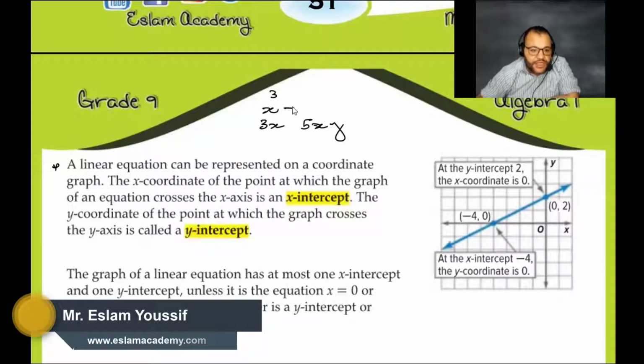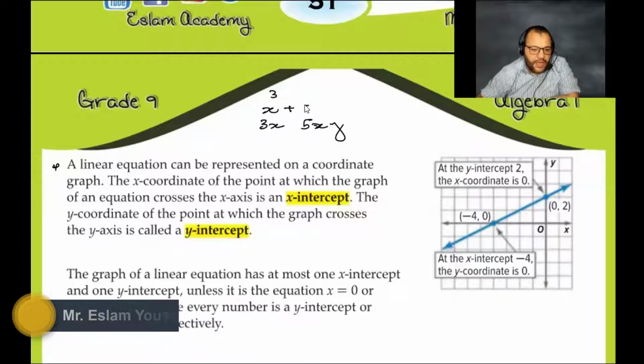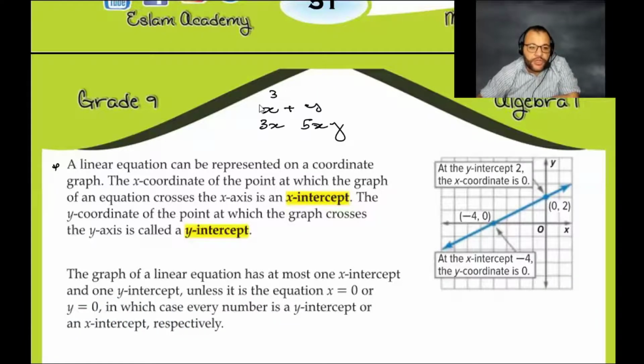But if you add a number here, or add y, now we have two different terms, not just one term. If I just say 3, it's one term. Only x is one term. 3x is one term. 5xy is one term.